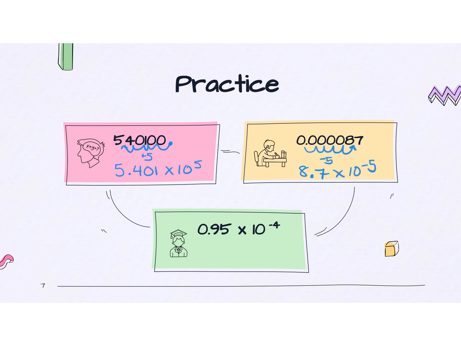This is not correct because the decimal needs to be right here after the first non-zero number. That's a negative 1. So we're negative 1. So 9.5 times 10 to the negative 5.